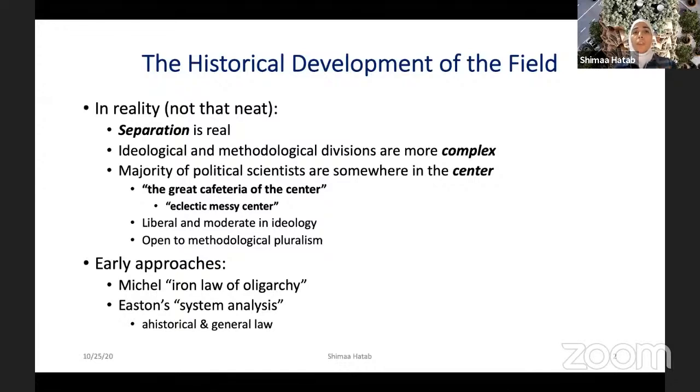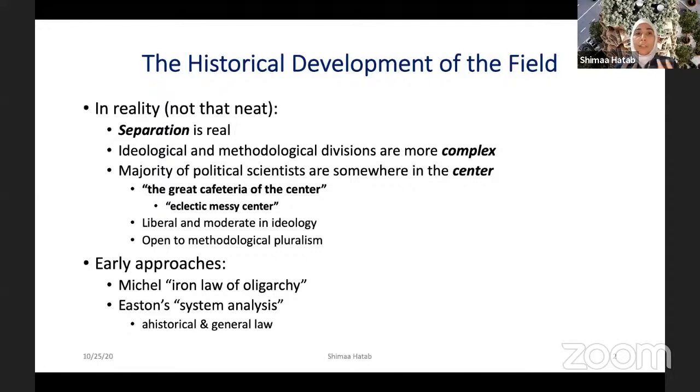there is kind of disagreement between political scientists with regard to methodological tools and ideological orientations. When I talked about the soft and hard with regard to the methodological tools and the ideologically left and right, we have four categories: soft right, soft left, hard right, hard left. But the separation was not that rigid and that neat in reality.